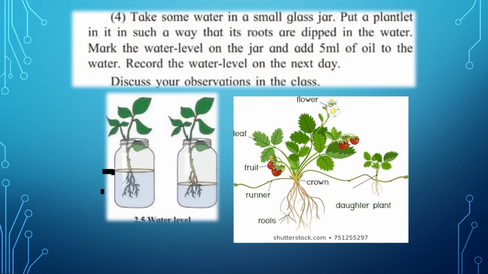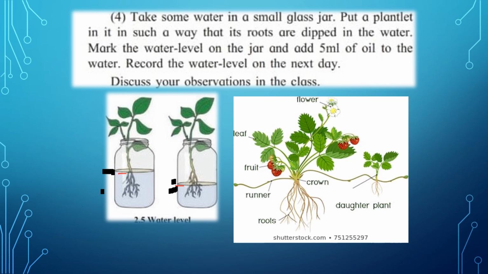After 2-3 days, we see the layer of the oil remains as it was, but the level of the water is reduced. Why does this happen? See clearly, this is the level of the oil. It remains as it was. This is because the function of the root is to absorb water and minerals from the soil. That's why the oil remains as it was while the level of the water is reduced.